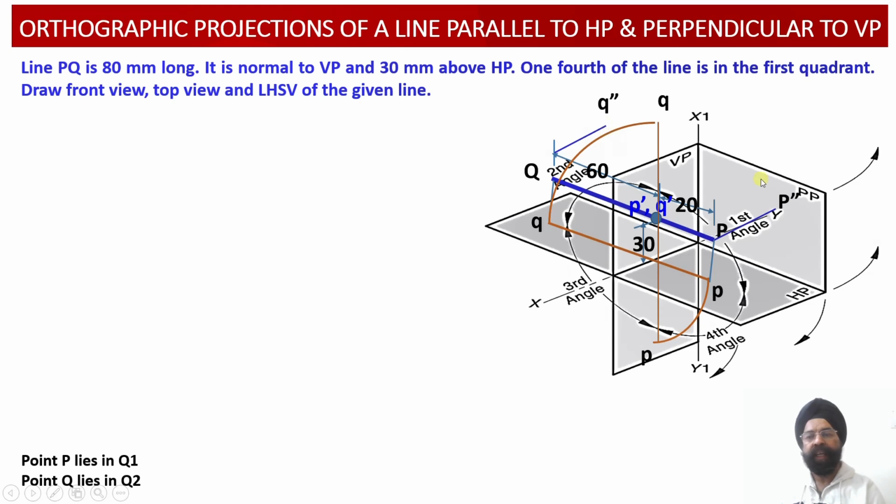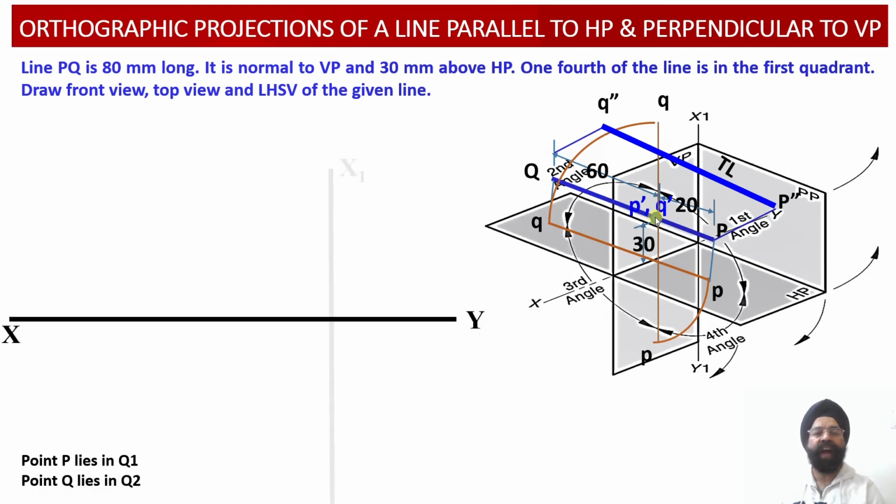So having obtained the points P double dash and Q double dash onto the profile plane, now we can join P double dash with Q double dash over here, and we obtain the true length projections of the line in the side view projection. So we are going to get true length projections of the line in the top view, true length projections of the line in the side view projections, and point view projections of this line in the front view projections over here. So now let us proceed with the construction of the orthographic projections.